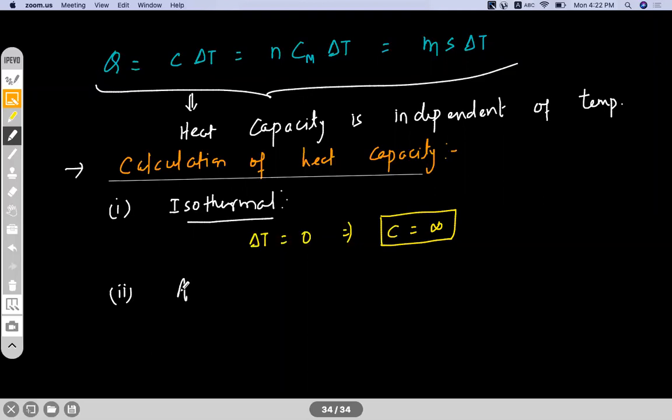When the process is adiabatic, what is adiabatic process? Delta T is zero. So what is C? Q by zero, infinity. Got it? That's what I said. This is zero delta T. So what is C from this? See, just focus on this relation. We are going to calculate C with respect to this relation only. So if delta T is zero, C is what? Q by zero, infinity.